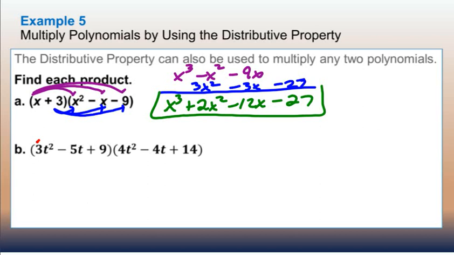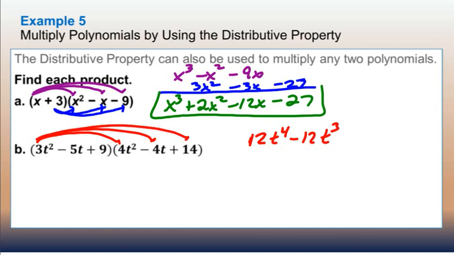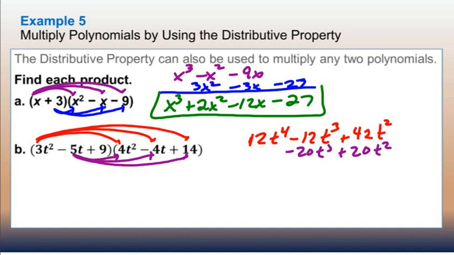Next one, distribute. I have 3 of them here. Distributing gives me 12t to the 4th minus 12t cubed plus 42t squared. Next one, I have negative 20t cubed, positive 20t squared, and that would be negative 70t. And our last one here, I distribute the 9, so that gives us 36t squared minus 36t, and then 14 times 9 gives us 126.